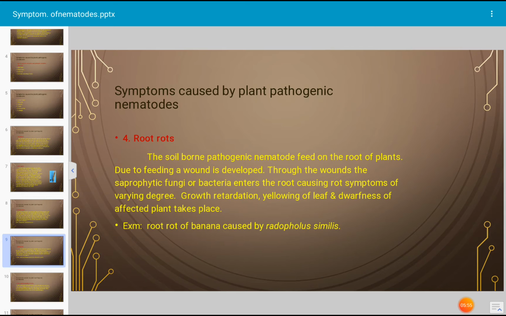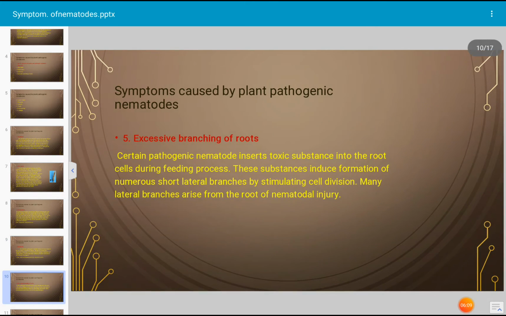And the root rot of banana is caused by a nematodal pathogen which is known as Radopholus similis. This is the name of the pathogen, which is a nematode. Next type of symptom which is caused by nematodal pathogen is excessive branching of the root.